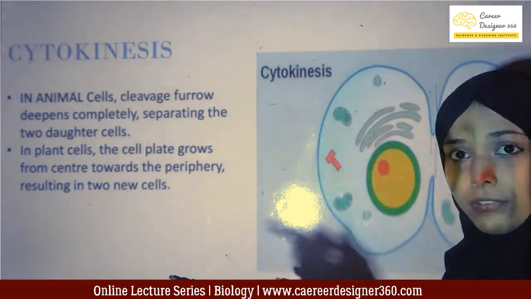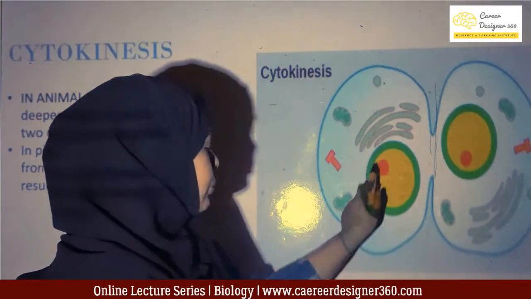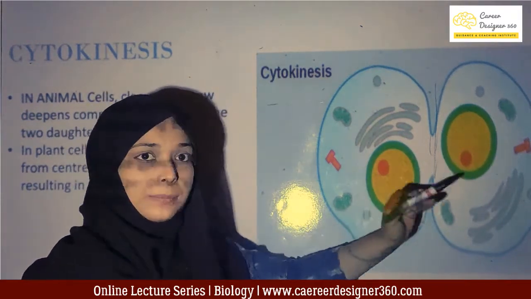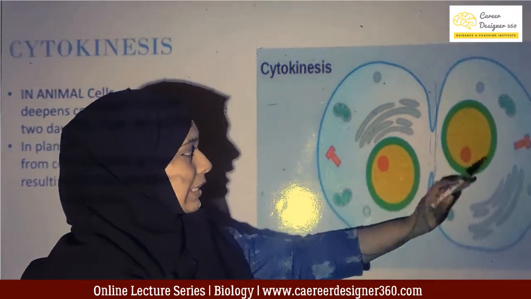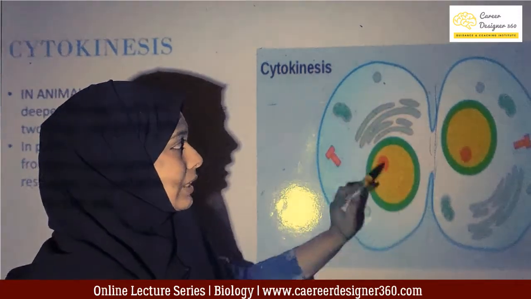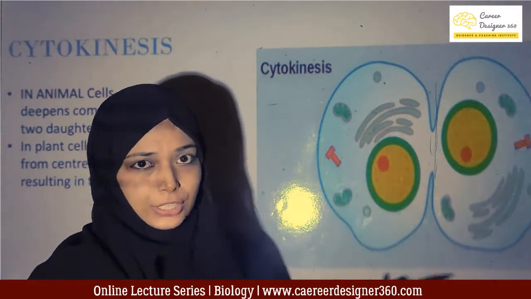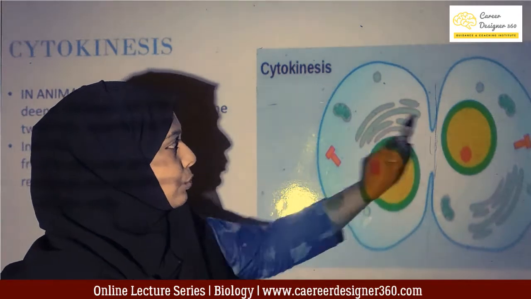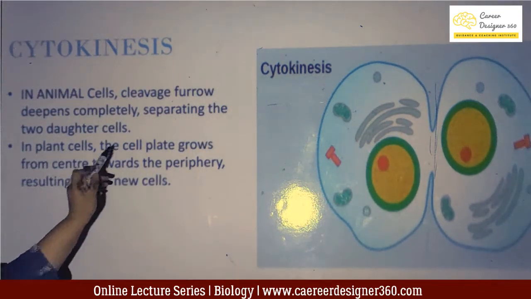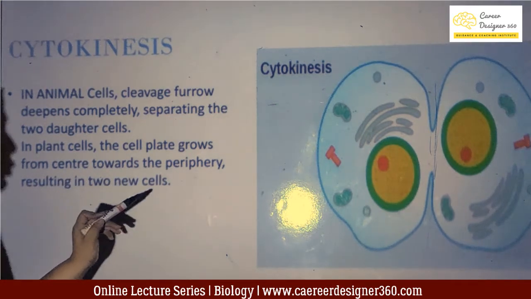Till telophase we had karyokinesis, or the division of the nucleus. The nucleus has already divided by the time the cell was in telophase. So karyokinesis has occurred by telophase, and now cytokinesis occurs, which means the cell now divides, and all the other organelles and materials also divide during cytokinesis. In an animal cell the furrow deepens to give you two new cells, and in a plant cell the cell plate grows from the center towards the periphery, resulting in two new cells.